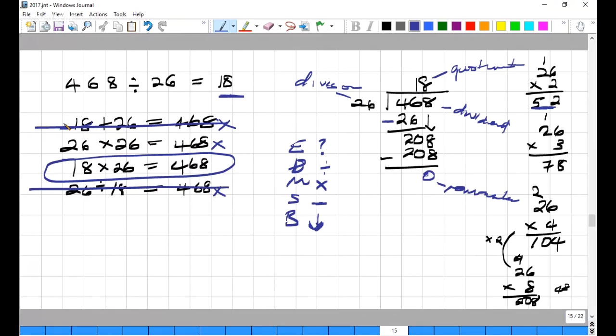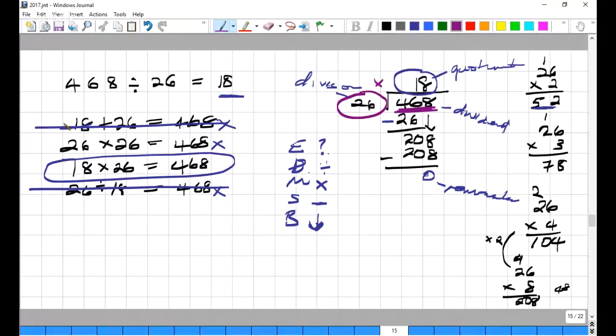What is the quotient here? 18. And what's the divisor here? 26. And when we multiply 18 and 26, what are we supposed to get back? 468. Okay. So that's what they're testing. We have to be able to see the problem like that and to reason it out. Get rid of the things that we know are not the answer so that we have an easier time of getting to the answer afterwards.